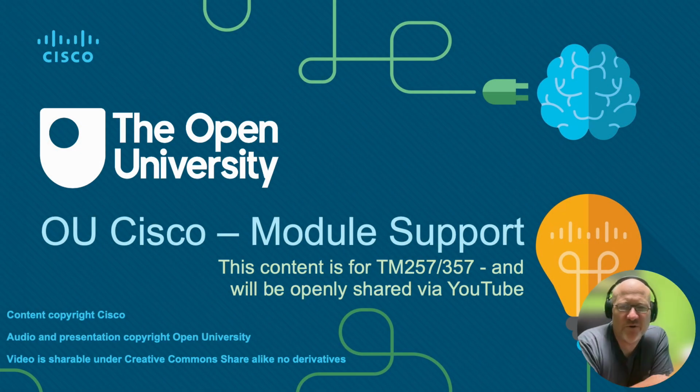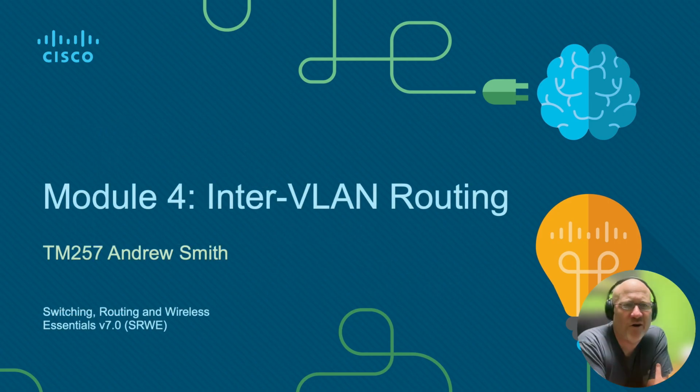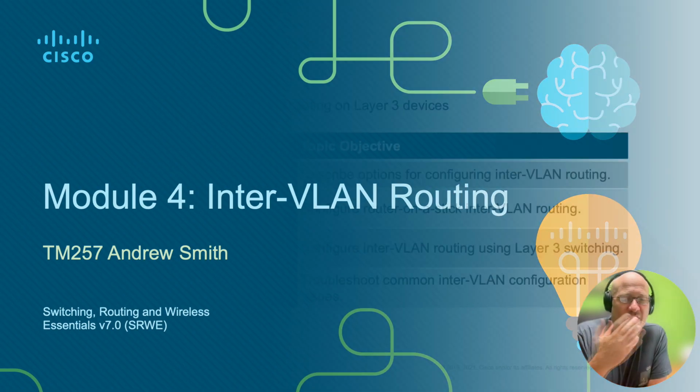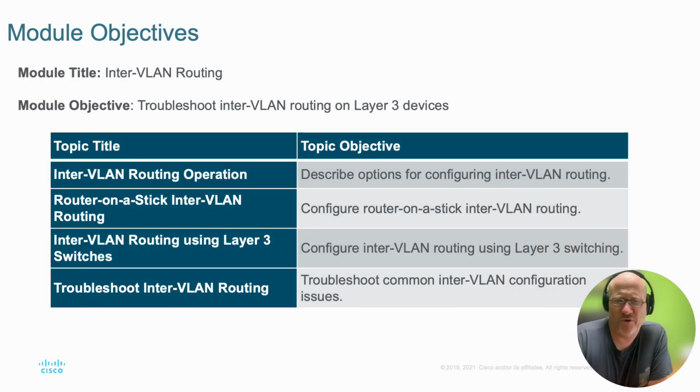I'm Andrew Smith from the Open University Cisco Academy, and in this video I'm going to be talking about Module 4, Inter-VLAN (Virtual Local Area Network) Routing from the Switching, Routing and Wireless Essentials, which we teach on TM257. As ever, I am not going to read through the slides verbatim.